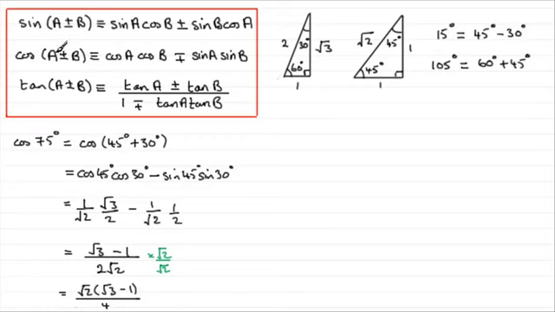Now if it had been the sine of 75 or the tan of 75 degrees, we would use the appropriate formula, but do much the same kind of thing. Okay, here's an example I'd like you to try. It's quite tricky though. See if you can find the exact value of the sine of 165 degrees.